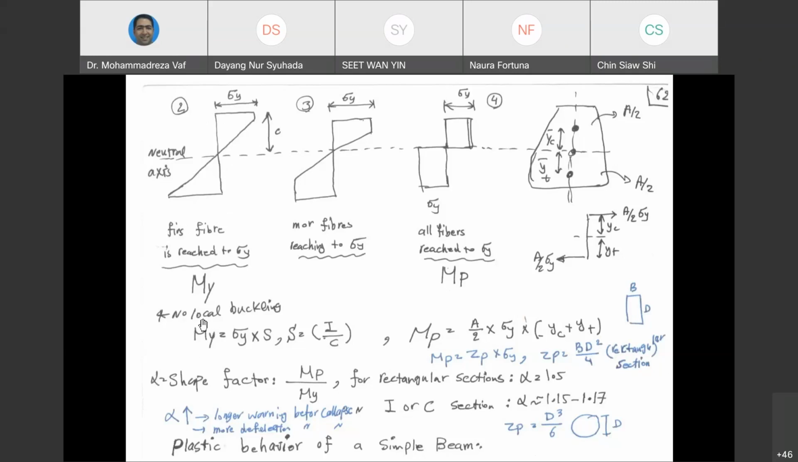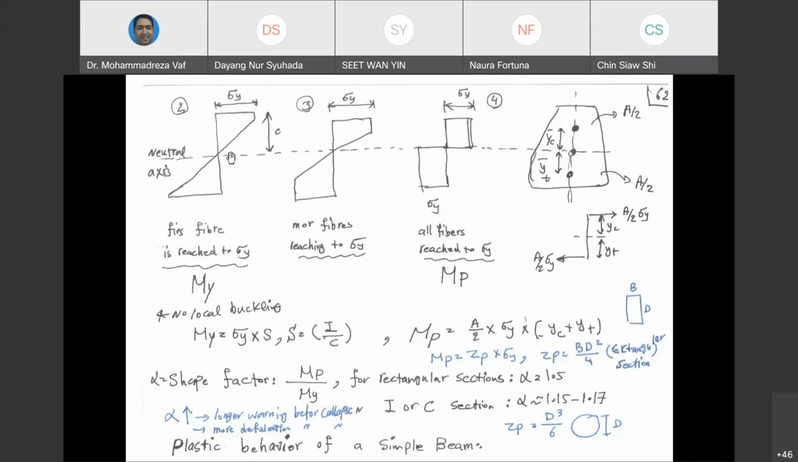The yield moment can always be represented by this equation. This equation is similar to the previous one; the only difference is that instead of sigma, we put sigma y. And S is the section modulus, which equals I over C, so it gives sigma y multiplied by I divided by C. And C is basically the distance between the neutral axis and the outermost fiber.